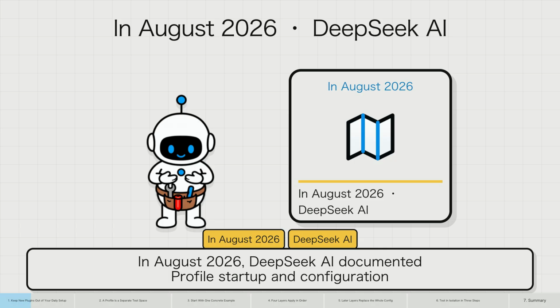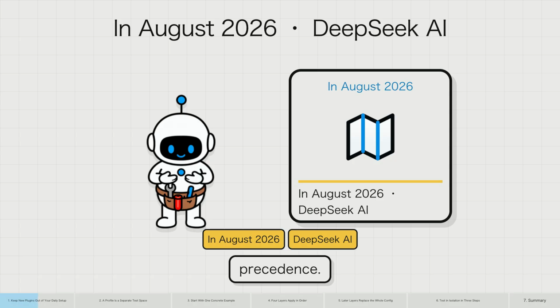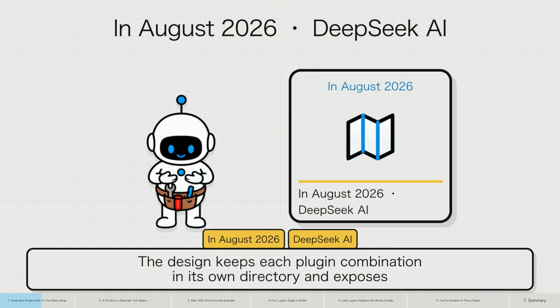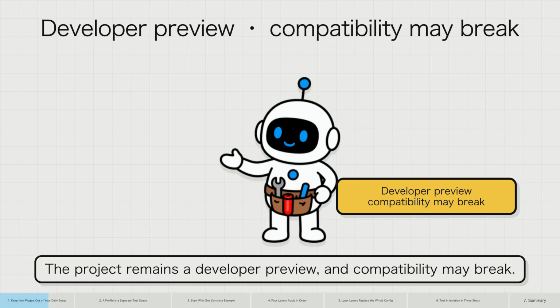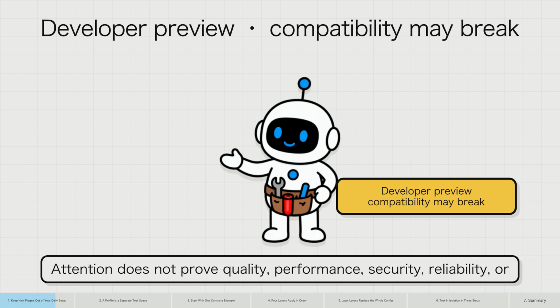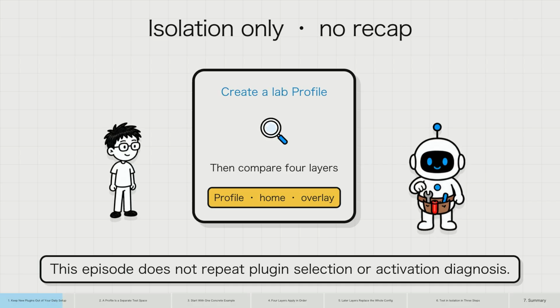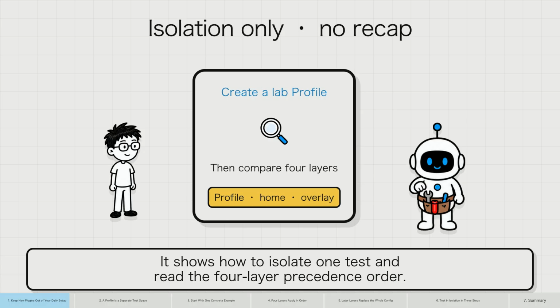In August 2026, DeepSeek AI documented profile startup and configuration precedence. The design keeps each plugin combination in its own directory and exposes the final composition for inspection. The project remains a developer preview, and compatibility may break. Attention does not prove quality, performance, security, reliability, or production maturity. This episode does not repeat plugin selection or activation diagnosis. It shows how to isolate one test and read the 4-layer precedence order.